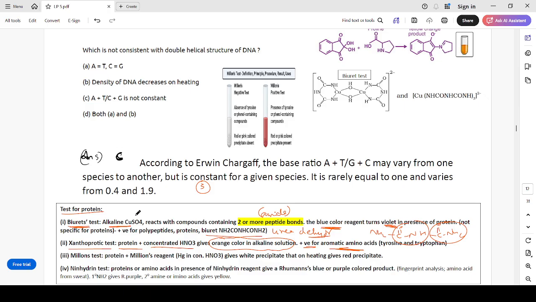Next one, Millon's test. Mercury in the presence of concentrated nitric acid gives a white precipitate, which when you heat gives a red precipitate. This is a test for proteins.